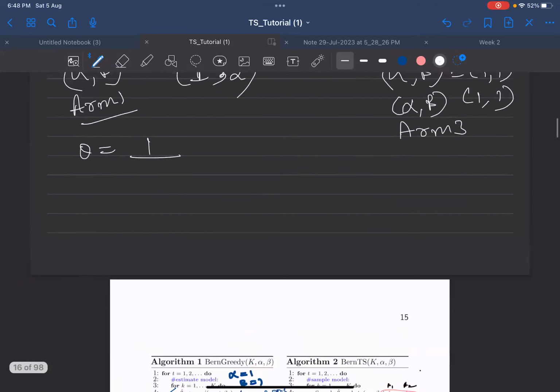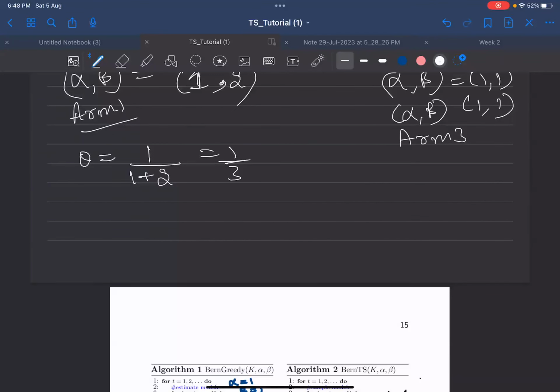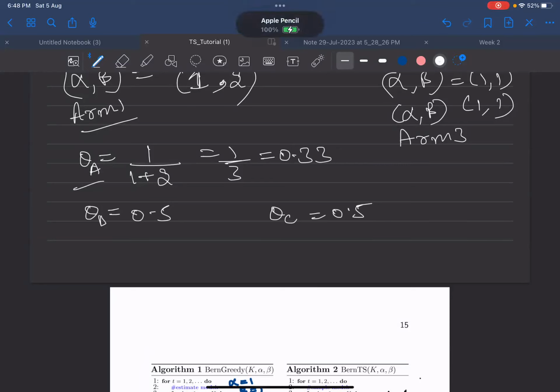What is 1 by 3? 0.33. Now, what about the other, 0.5? So which arm will we choose? Will we choose A, as you were saying, since A's probability will keep getting lowered every time? Will we choose A, or B, or C? We'll choose B or C.